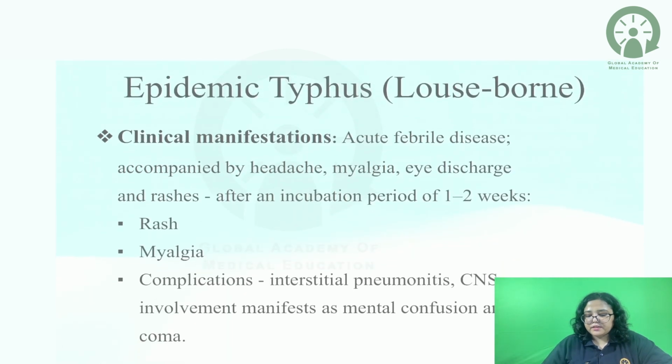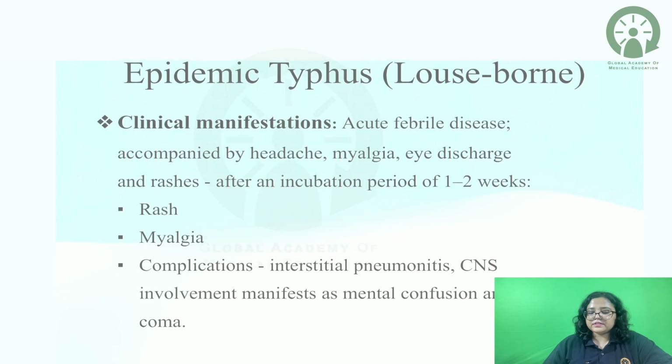Now epidemic typhus, louse borne, the clinical manifestations. It is an acute febrile disease accompanied by headache, myalgia, eye discharge and rashes after an incubation period of 1 to 2 weeks. Now the characteristic of the rash has already been discussed. It is more on the trunk, leaving the extremities.